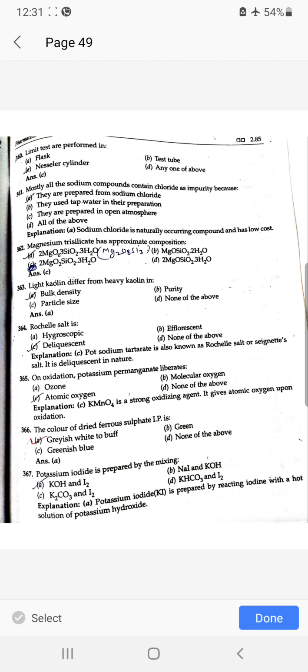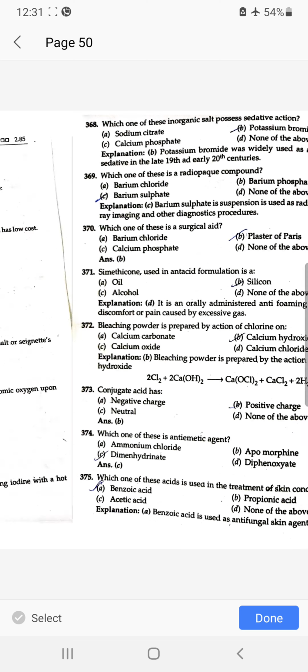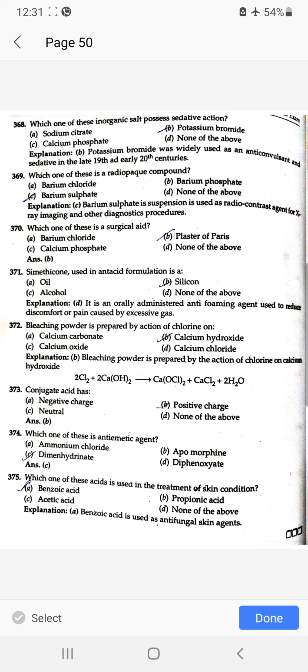The color of dried ferrous sulfate IP is grayish white to buff. Potassium iodide is prepared by mixing potassium hydroxide and iodine. Which one of these inorganic salts possesses sedative action? Potassium bromide. Which one of these is a radio-opaque compound? Barium sulfate. Which one of these is a surgical aid? Plaster of Paris.